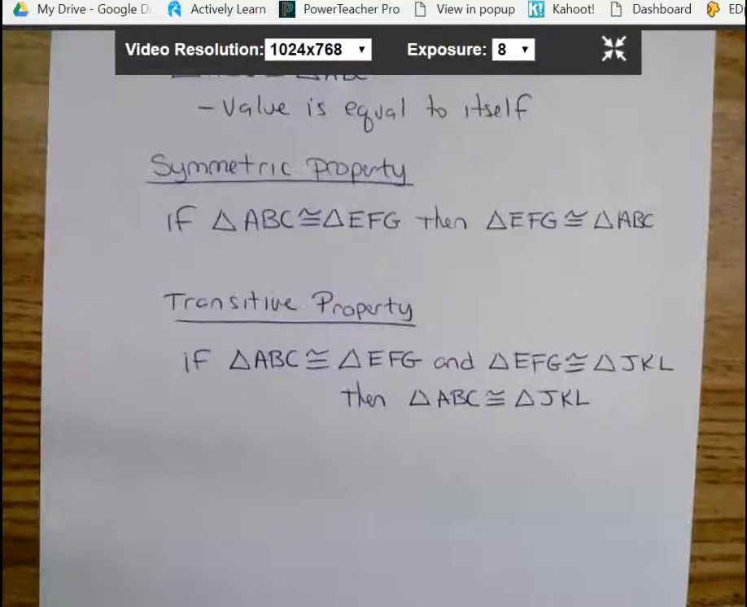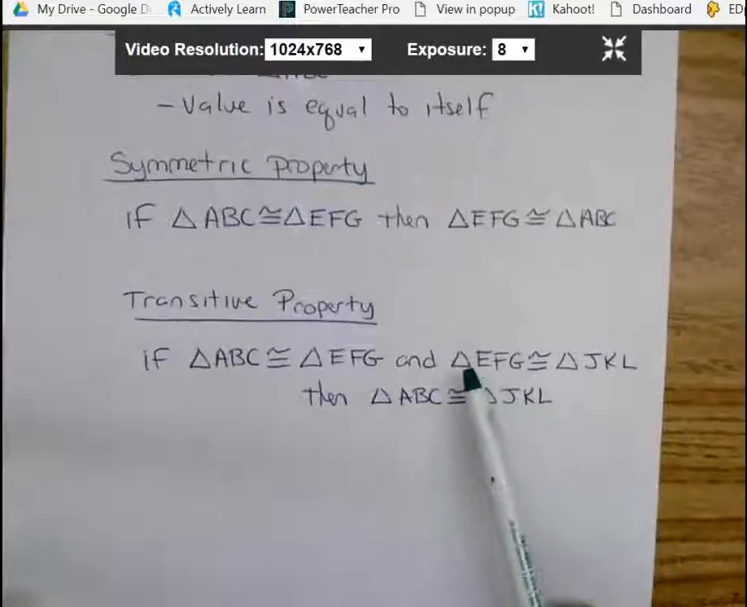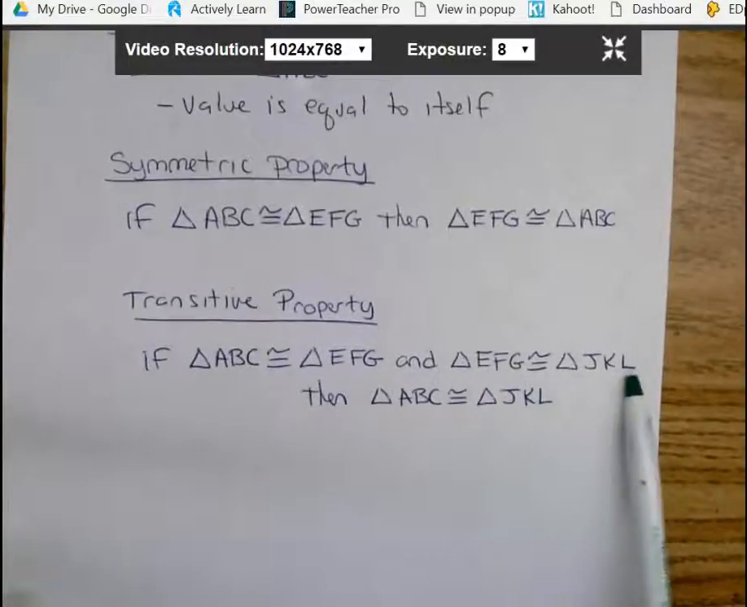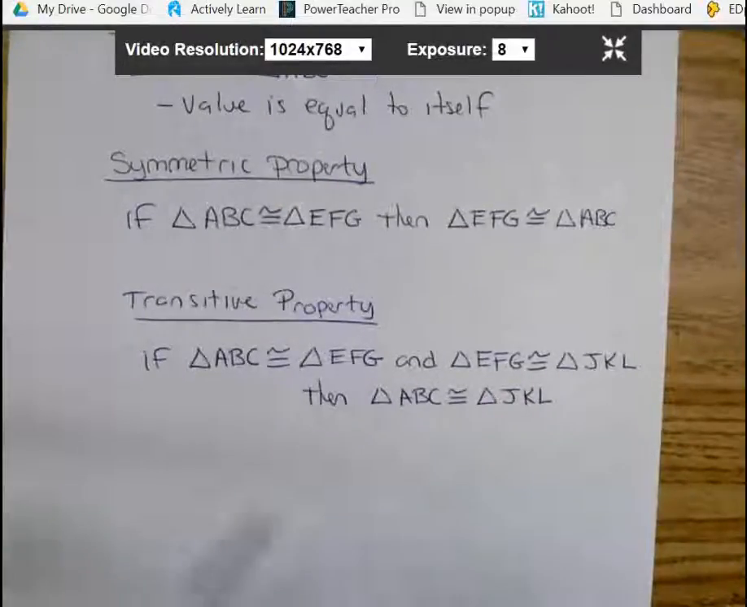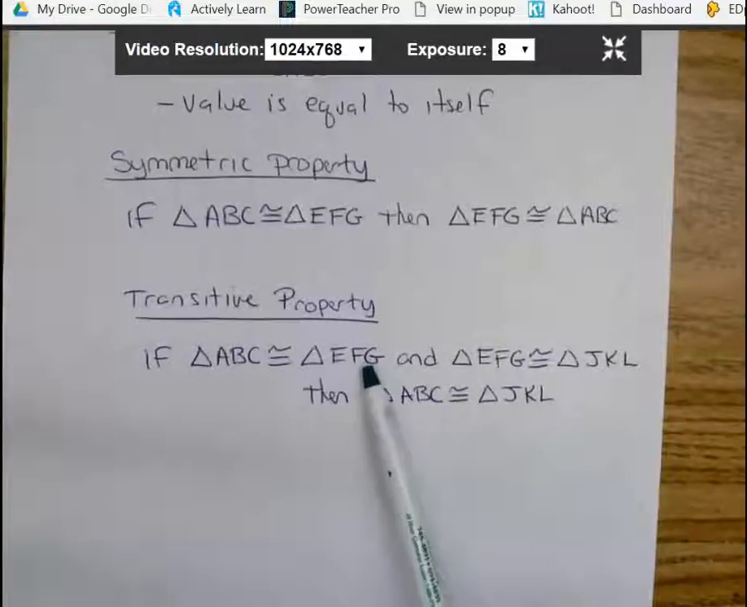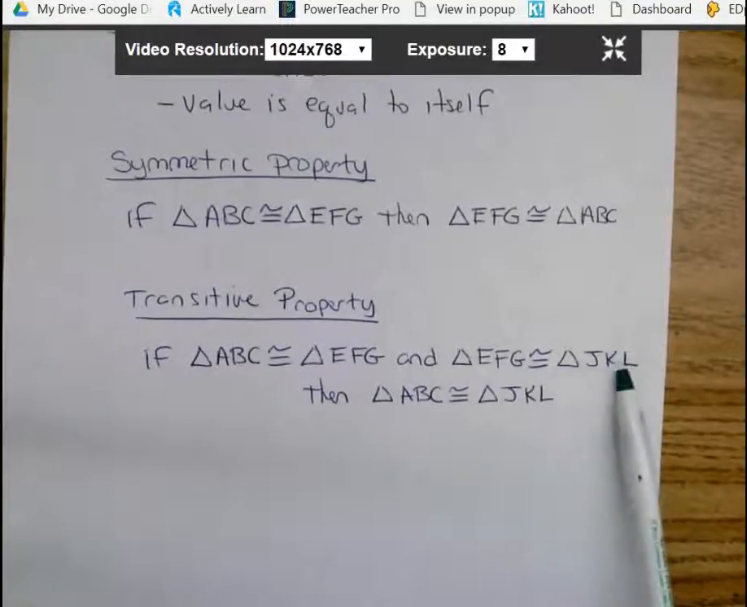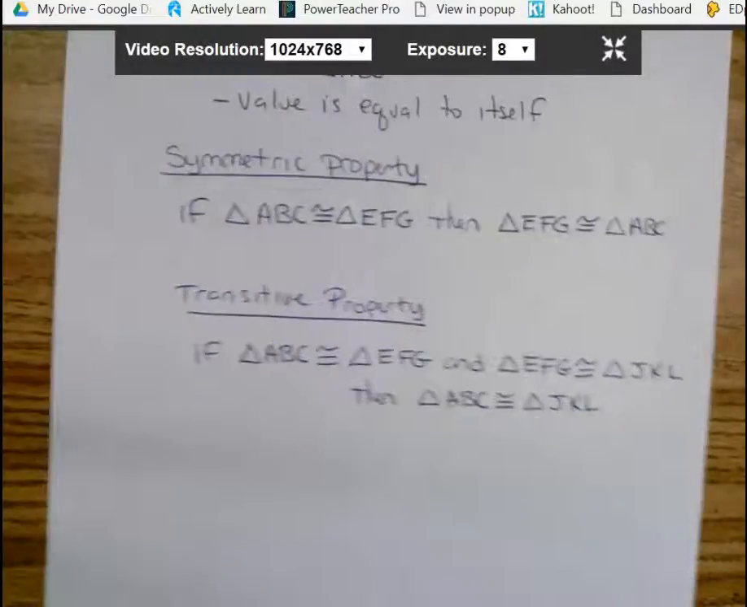And then finally, the transitive property. This says that if you have a triangle ABC that's congruent with triangle EFG, and then we have a third triangle, and triangle EFG is congruent with another triangle JKL, then since ABC and EFG are congruent, and EFG and JKL are congruent, we can say ABC is also congruent with JKL.